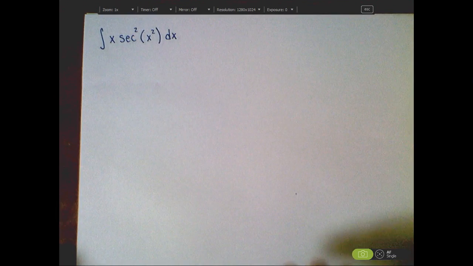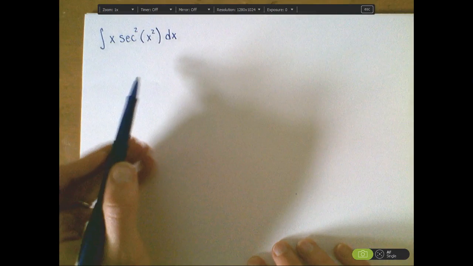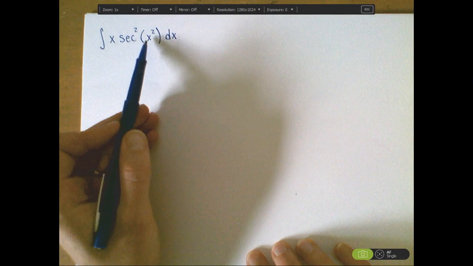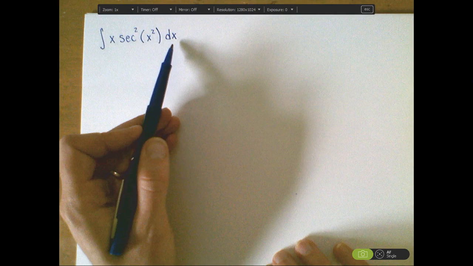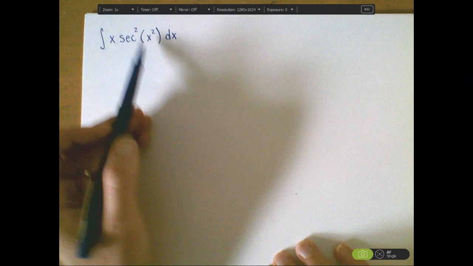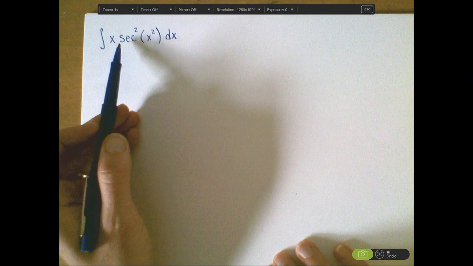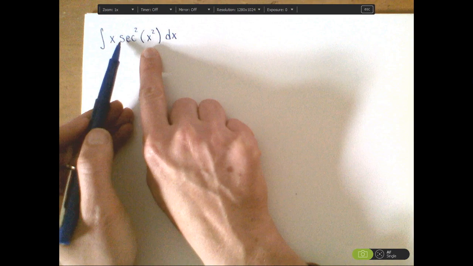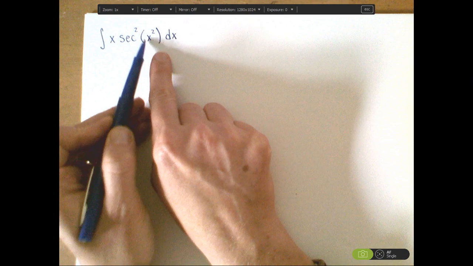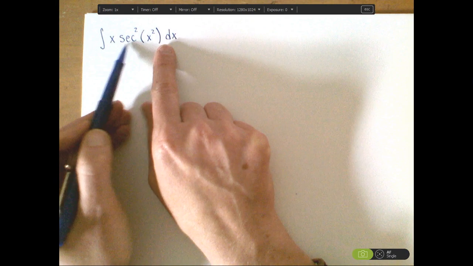Let's look at another problem that's also a little bit more difficult. The integral of x times secant squared of x squared dx. The first thing that I want to do is identify, is there a composition of functions? Is there an inner function and is there an outer function? And in this case, in secant squared of x squared, the inner function is x squared, and the outer function is secant squared.